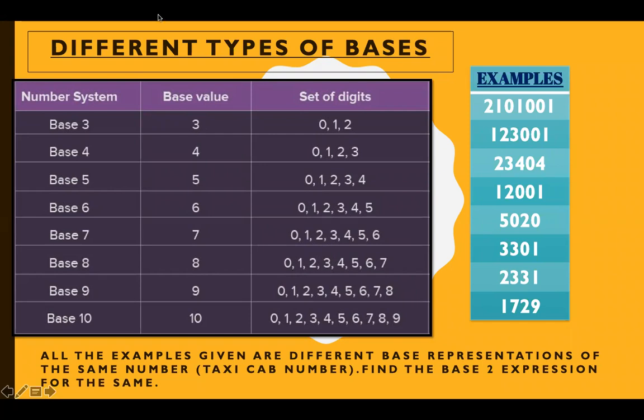For example, take these numbers in different bases: 2101001, 123001, 2331, 3301, and these all mean 1729 in base 10. At least the first two, to show that they all mean the same 1729 in base 10.